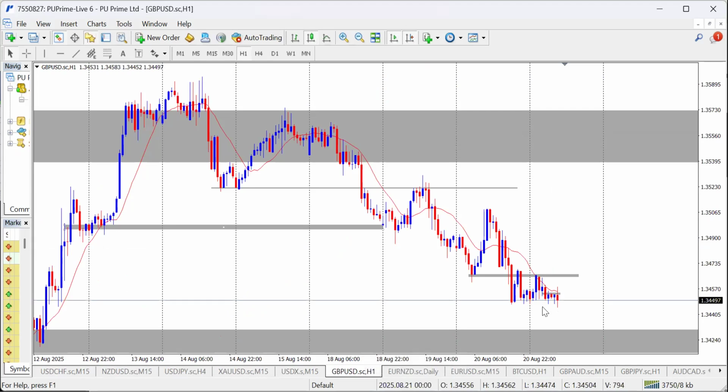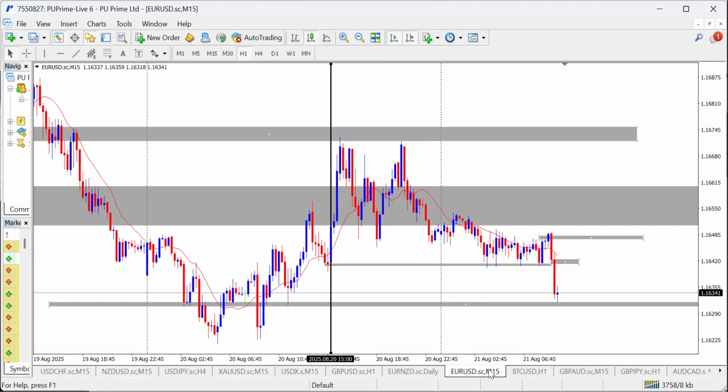GBP USD, I'm waiting for the market to get to 1.3234, 1.3240. Euro USD, the same thing. You can see we're having a kind of rejection around here. Probably it could be a retracement before we sell. We never can tell. Let's go to the JPY pair.